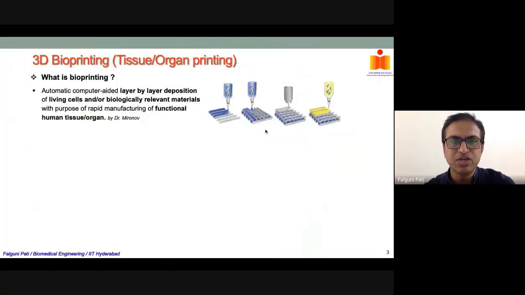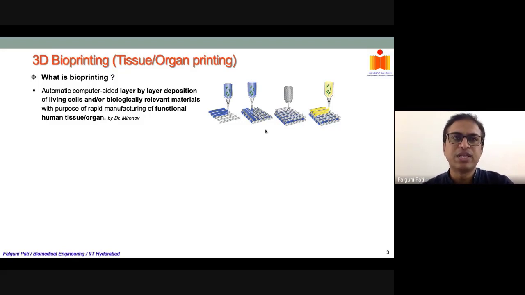Many of you are aware of 3D printing, right? 3D printing is when we fabricate three-dimensional structures by layer-by-layer deposition, a layer-by-layer additive manufacturing process. We start with a virtual blueprint like a CAD model, and the CAD model is used to develop the 3D structure. 3D bioprinting is a little different, where the main purpose of this technique is to develop artificial tissues and organs.